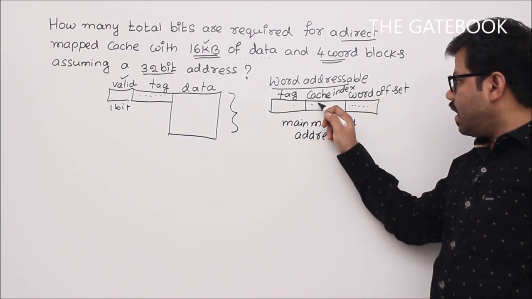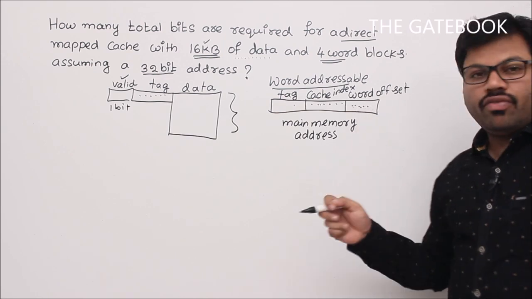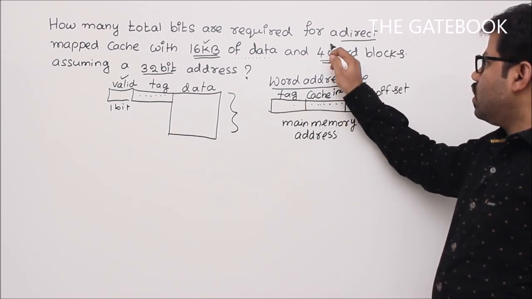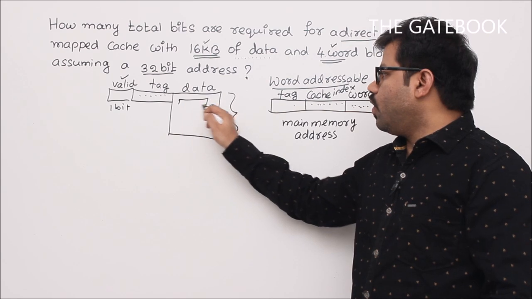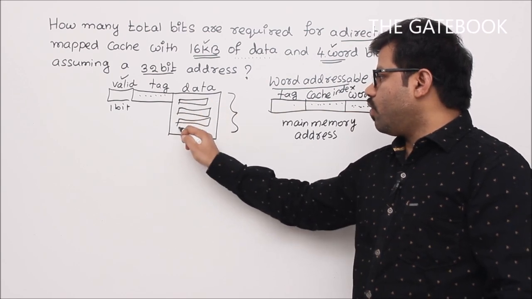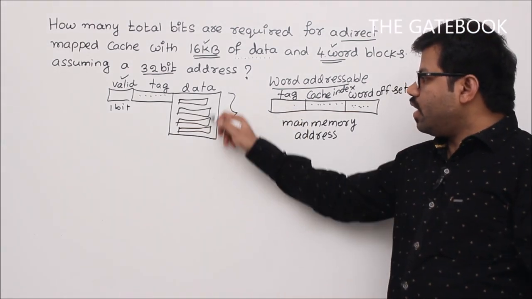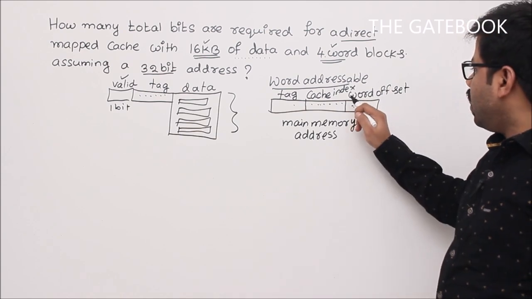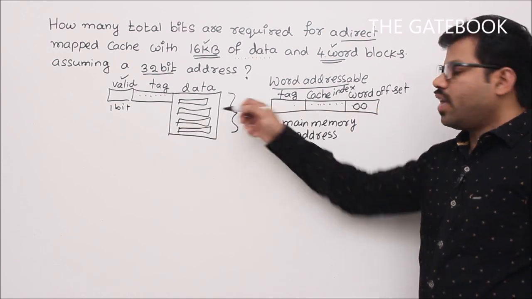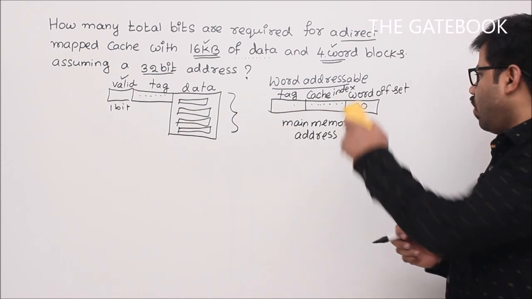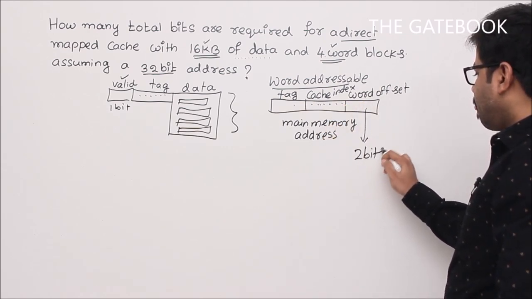This cache index depends on the number of cache blocks. Word offset depends on the number of words in the block. Now we begin with this one. 4 word blocks means each cache block has 4 words: word 1, word 2, word 3, word 4. Since our system is word addressable, how many bits are required to differentiate them? 2 bits are required, right? In the main memory address, 2 bits we can dedicate for word offset. Based on that, the appropriate word can be selected. You understand that point, right? So finally we got word offset as 2 bits.